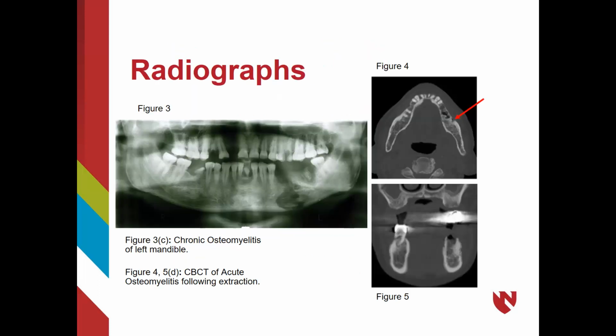In Figure 3, we see a pantomograph showing chronic osteomyelitis of the left mandible. We see a circular lesion with mixed radiolucency and cortical bone resorption. In Figures 4 and 5, we see a cone beam CT of a patient with acute osteomyelitis following a dental extraction.